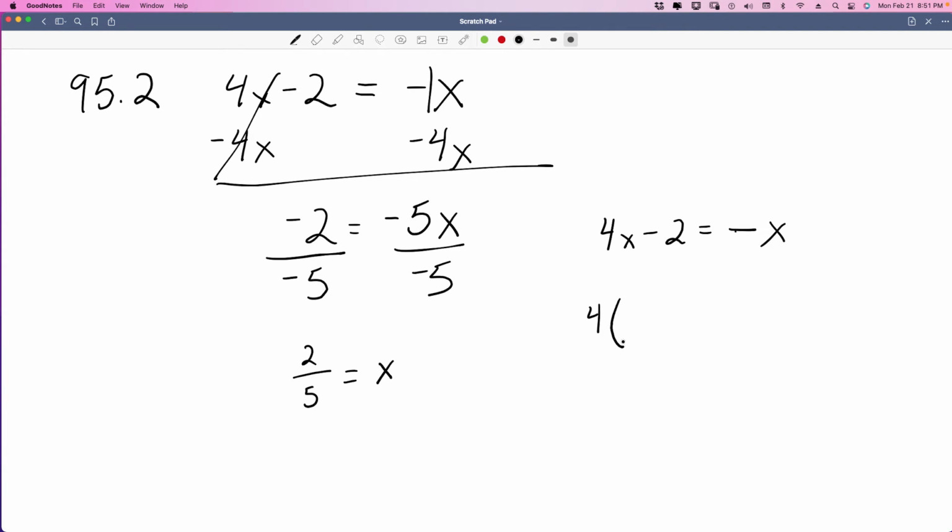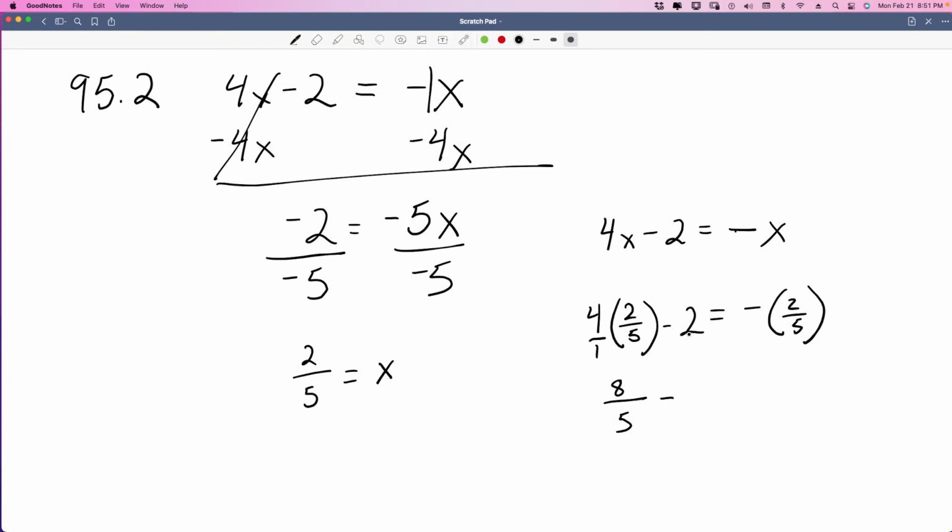So 4 times 2/5 for x minus 2 equals negative 2/5, right? Okay, we subbed it in. 4 times 2, we turn this into a fraction. 4 times 2 is 8 over 5.